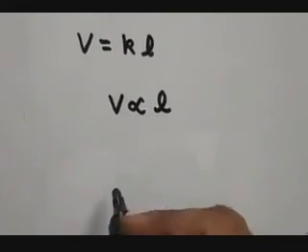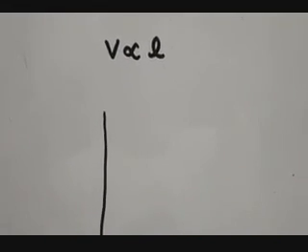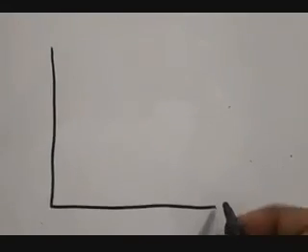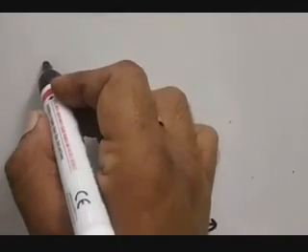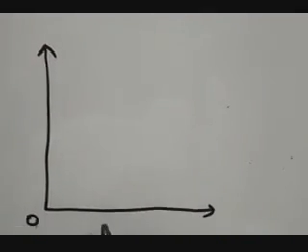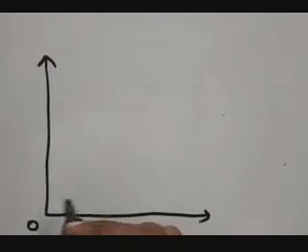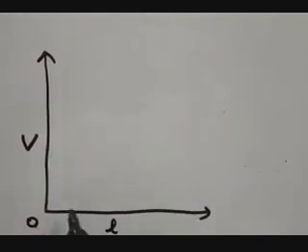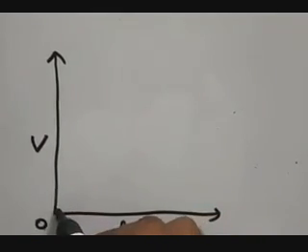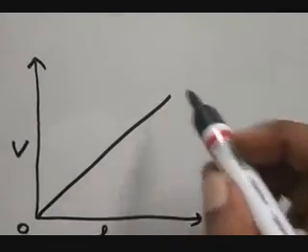We can also draw the graph. If we take length of the wire on x-axis, potential drop on y-axis, so it is a straight line.